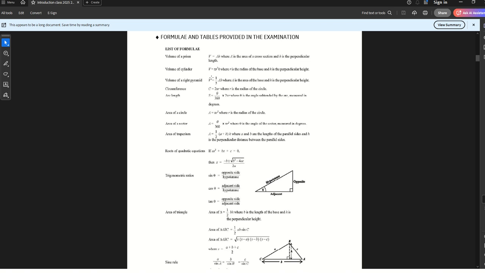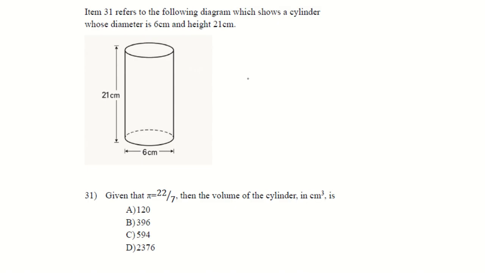So if you look at this, this is the formula sheet that is given in every exam paper, paper 1, paper 2, and paper 3. So if you look for volume of a cylinder, it is pi r squared h, right? So we put in pi, which is 22/7, r squared, where your diameter is 6, so r is 6 divided by 2 is 3. 3 squared multiplied by 21/1. So that is 22/7 multiplied by 9 multiplied by 21/1.